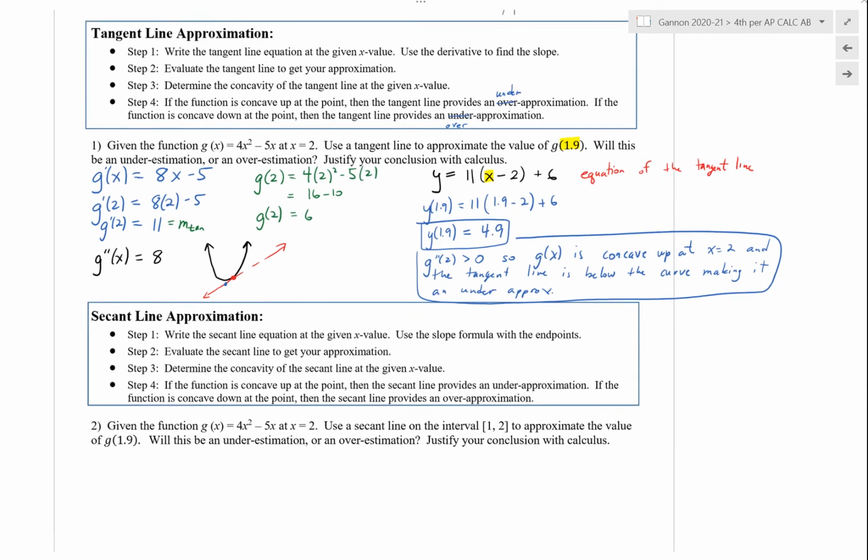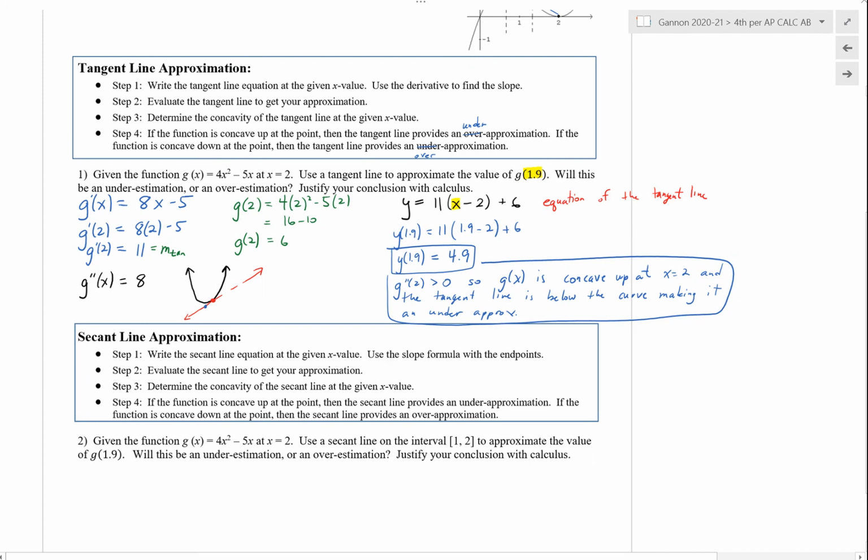All right, guys, that's going to be it for part 1 of the video. In part 2, we will take a look at how we can do a secant line approximation.